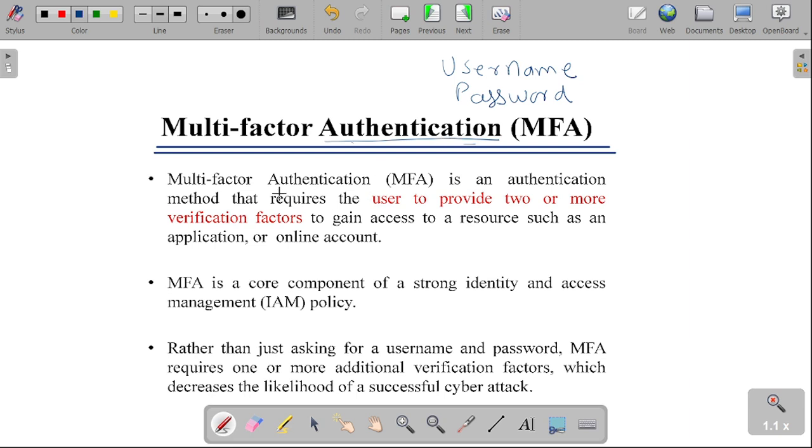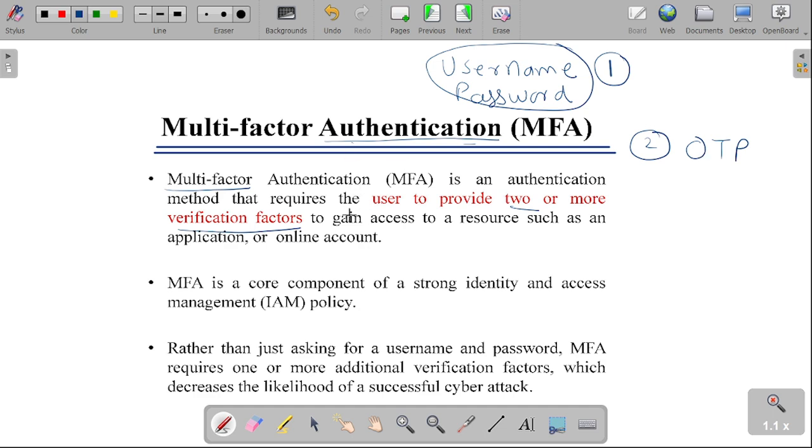In the case of multi-factor authentication, we are verifying the user based on two or more verification factors. This is the one factor that we are following, that is username and password. Whenever we do a transaction in our online account or banking account, we enter the username and password for security purposes. In the second step, it will ask for an OTP on your mobile. That is called the second factor of authentication.